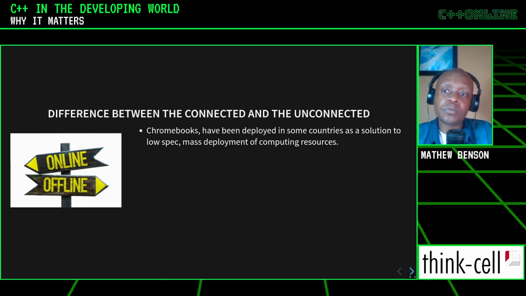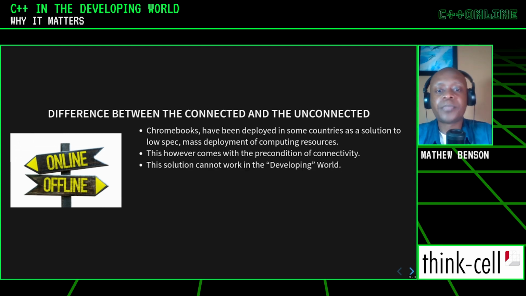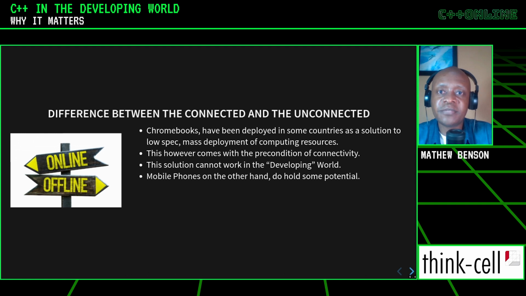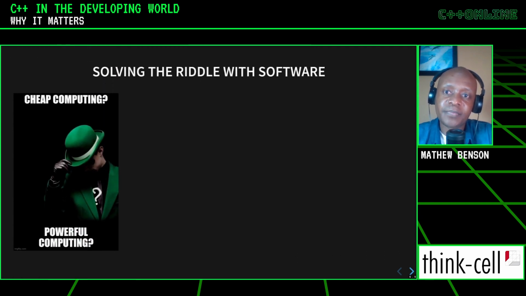I'll touch briefly on Chromebooks, which in some places is considered to be a low-cost option. But I think it only is low cost if you have access to the internet. In many places that don't have that access, it doesn't work quite as well. So I don't quite consider the web-based solution to be ideal, especially for places where the connectivity is not, say, the best. Mobile phones do have great potential, but the software is very different from our laptops and our PCs.